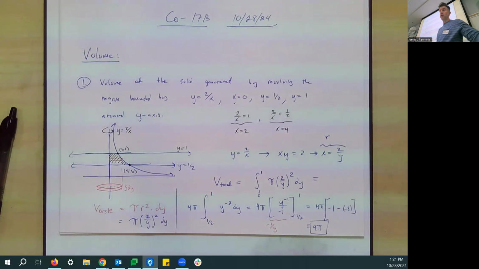Yeah. Whatever your length measurement was cubed. So if our units were measured in centimeters, the volume would be in centimeters cubed.